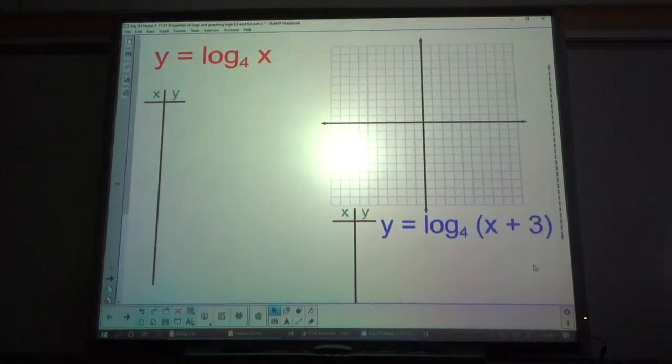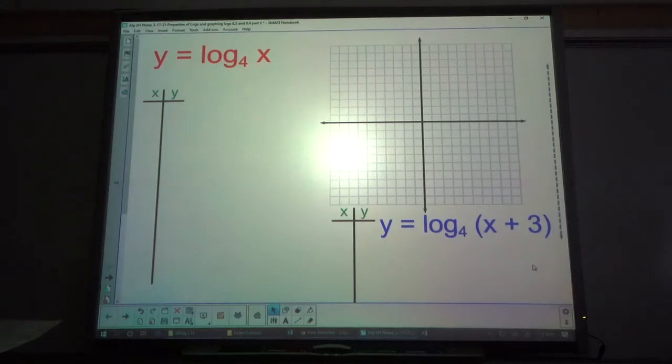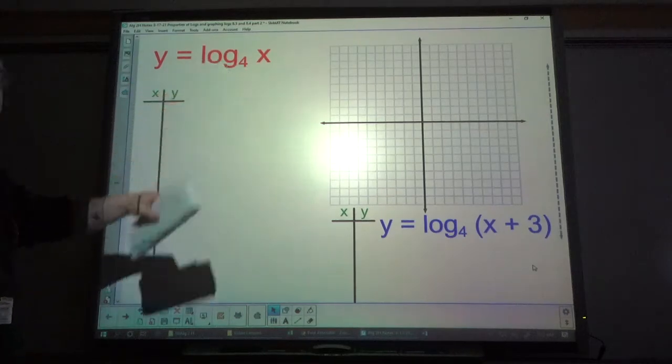Welcome. Today we're going to be continuing logarithms, and we're going to start with graphing logarithmic equations, and then we'll move into the properties of logarithms. So the first thing we've got here is we're going to be graphing y equals log base 4 of x.